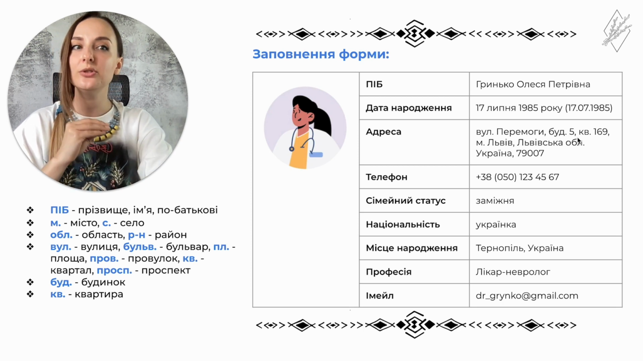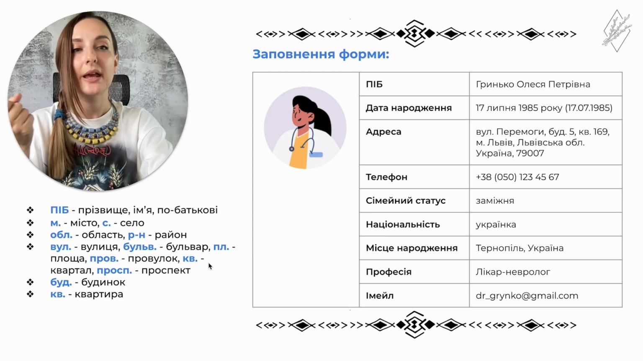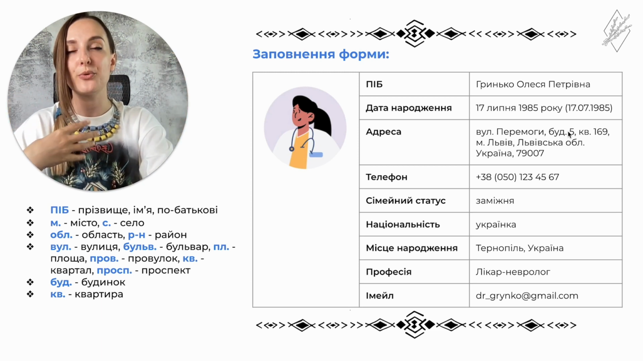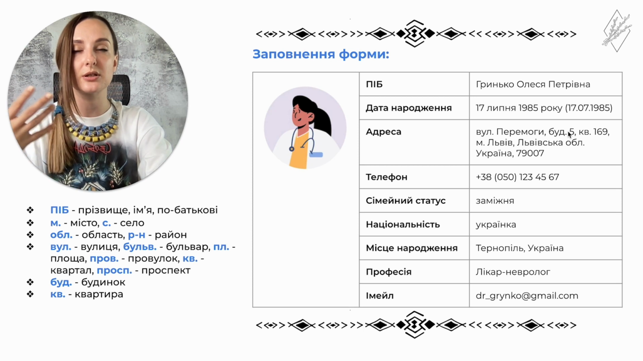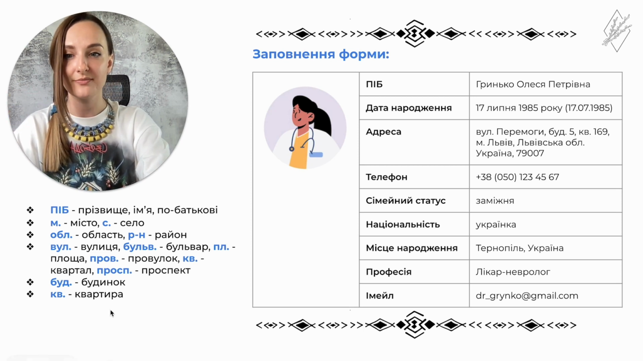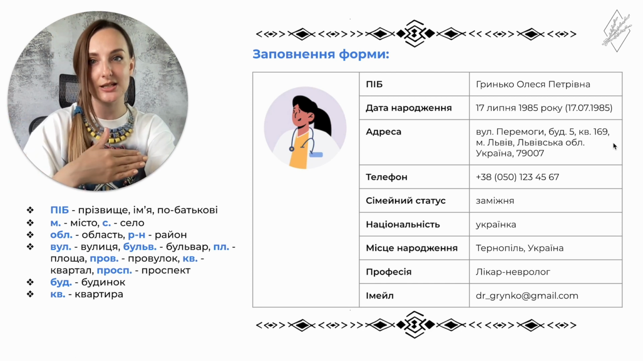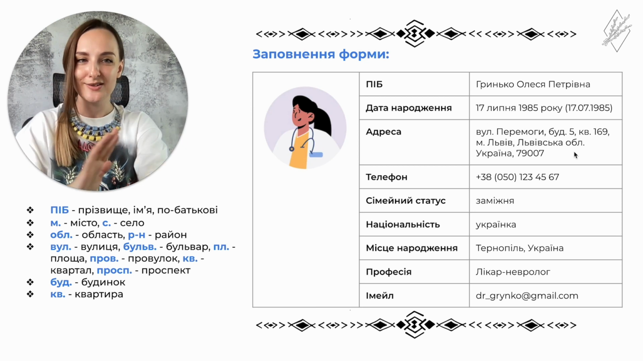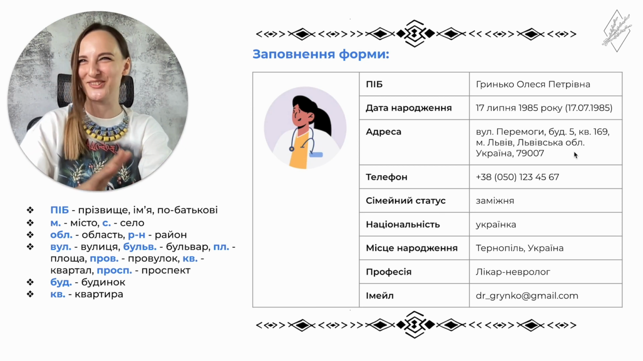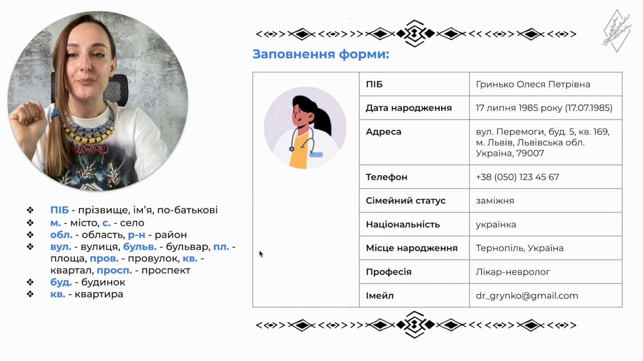Then, буд 5 means будинок 5. Буд is abbreviation for будинок, your house number. And if it's not a private house, if it's the house with apartments, then of course we will also have квартира, and its number. Квартира 169. By the way, this is some random address, so don't write letters to it. Okay, great. Let's go on.